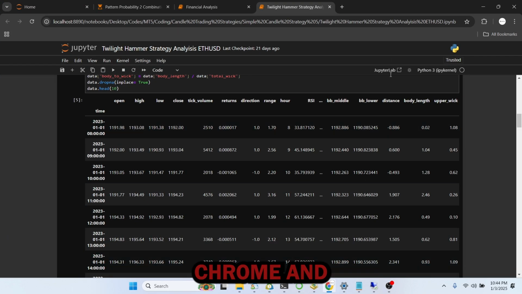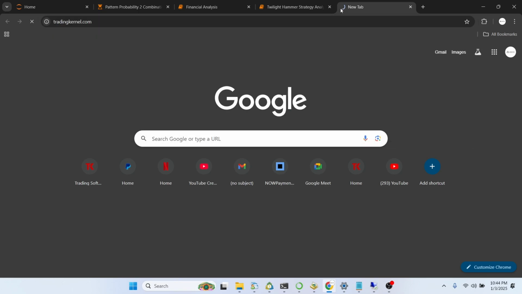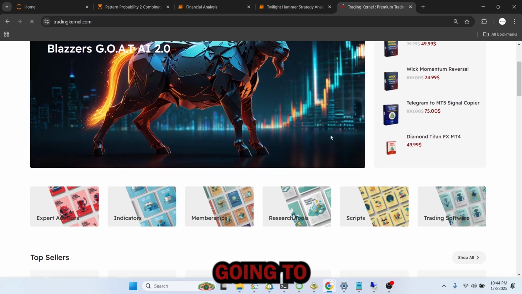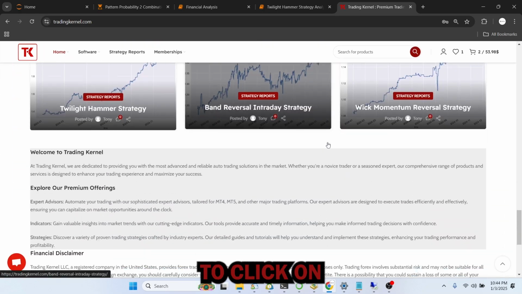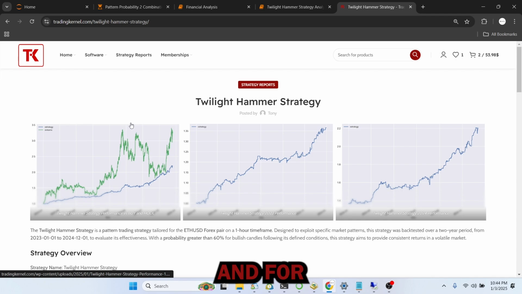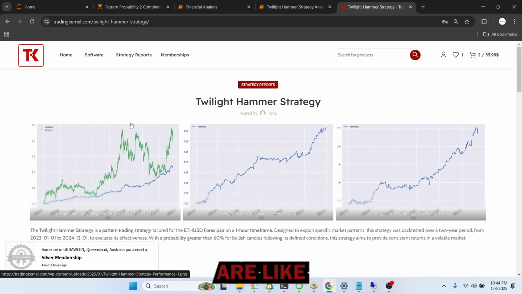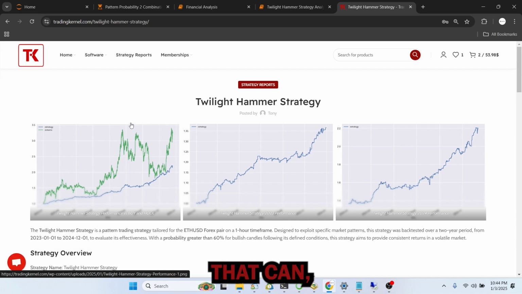I'm going to head over to my Chrome and head over to tradingkernel.com, scroll down and click on the Twilight Hammer Strategy. This is the strategy report, and for those of you who don't know what strategy reports are, trading strategies are like the brain of a forex robot. Think of the forex robot as something that has the ability to place trades, open trades and close trades, but it doesn't know when best to do them, right? So the strategy is like the brain of a forex robot.